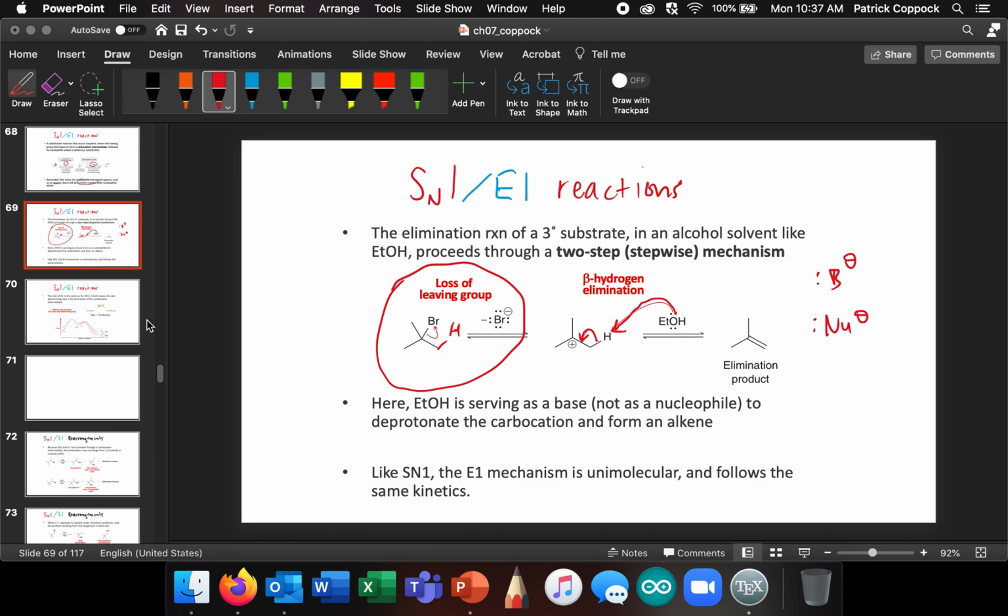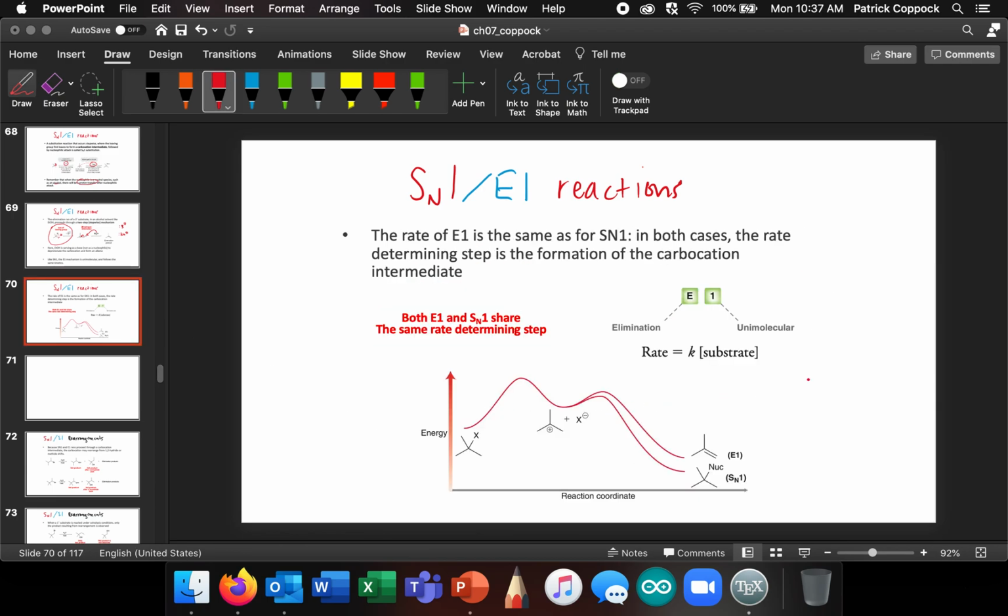And my feeling is it'll fit nicely in here. Here's the energy diagram. The rate of E1 is the same as SN1 in both cases because the rate determining step is the formation of the carbocation. This step here looks identical to the SN1, right? Because all you're doing is, boom, the leaving group leaves, and after it's gone, it's here. You can imagine what the transition state looks like. You should draw that. What does the transition state look like? That'd be a good test question.